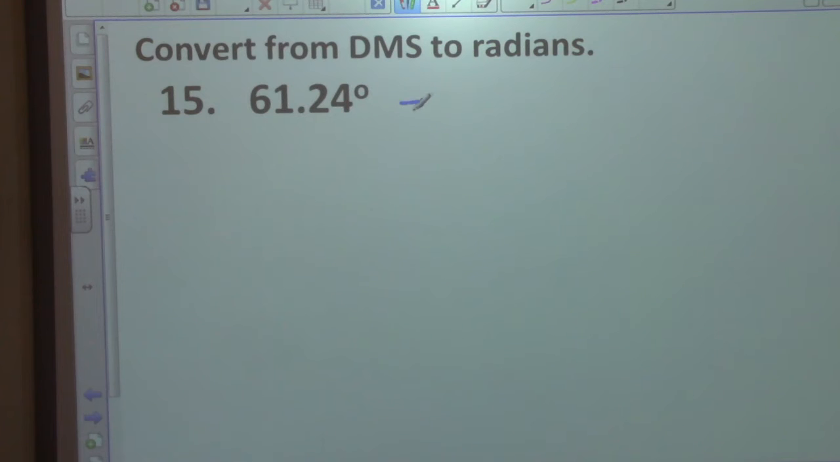1.069. And what are the units? Radians, right? Okay, how did I know that Kinsey's answer was a reasonable answer? Because 60 degrees is a little over 1 radian, right? So 61.24 is going to be a little over 1. Thank you, Kinsey.